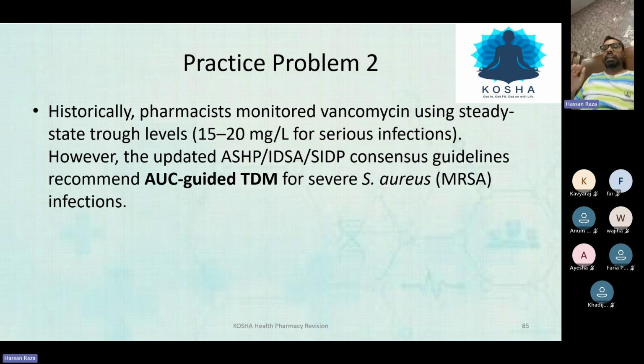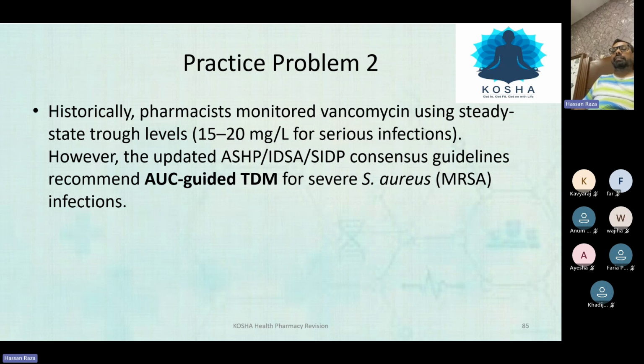Now, ASHP guidelines have been changed. They have asked us not to use the trough level. They have done a lot of research on that, and they have found that if you adjust the drug with the trough level, you may harm the patient. There will be more nephrotoxicity. You can check the research as well.